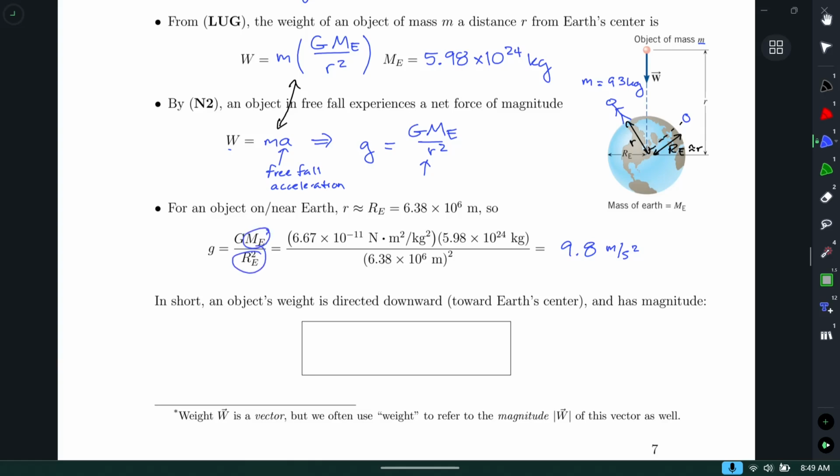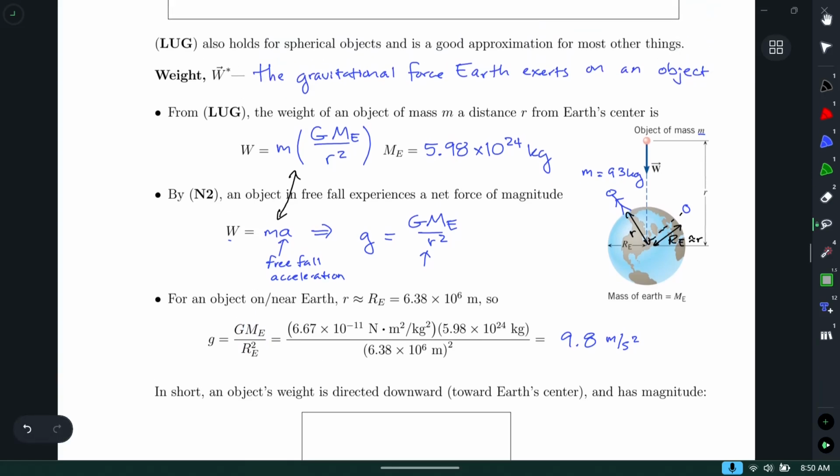That's why G is a different number depending on where you go. If you go to the moon, it has a different mass, has a different radius, and so this number comes out to about 1.6. If you go to Jupiter, it comes to like 25. If you go to the sun, it's like 275. So, it depends on where you are.